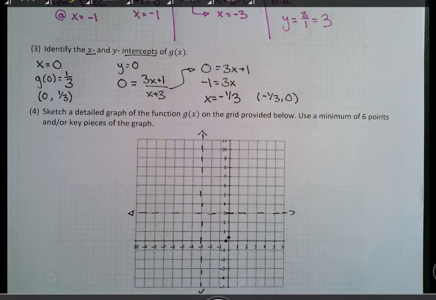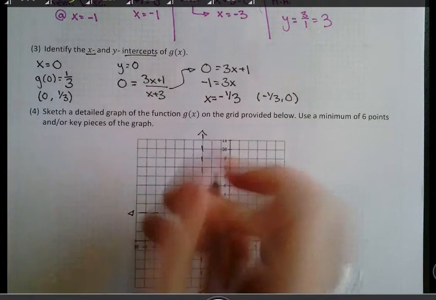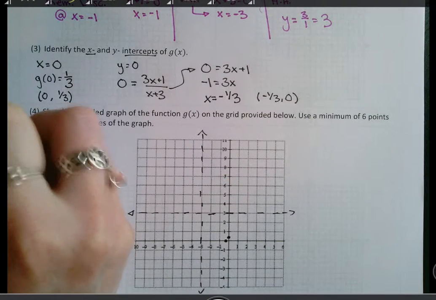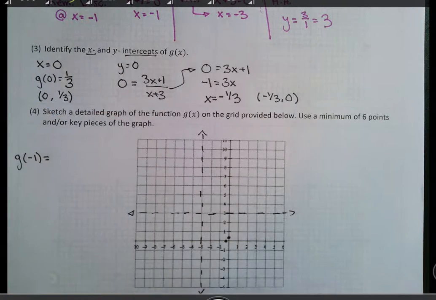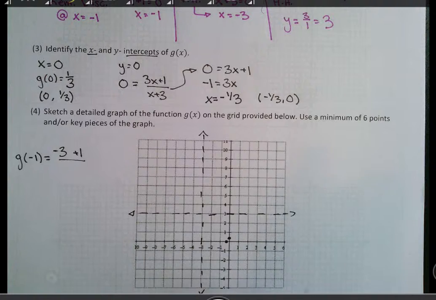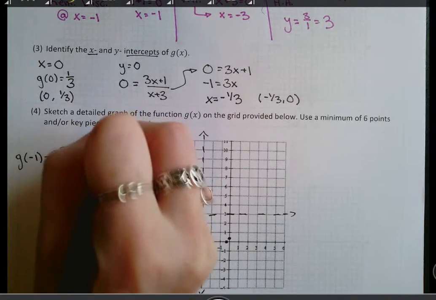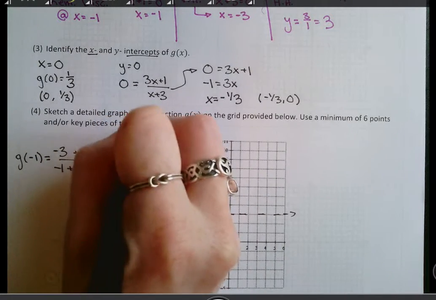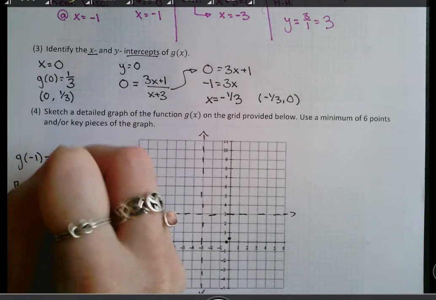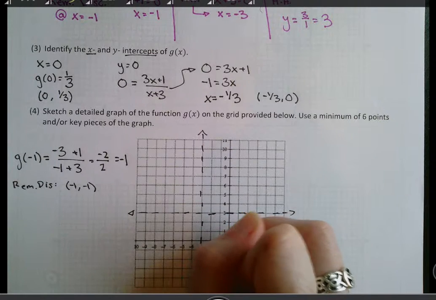I also know that the removable discontinuity occurs at x equals -1. I can find that y value if I plug it into my equation after I've canceled. So g of -1 is going to be equal to (3 times -1 plus 1) divided by (-1 plus 3). So let's say -2/2, or -1. That means my removable discontinuity is at the point (-1, -1). So at that point, I'm going to draw in a big hole there.